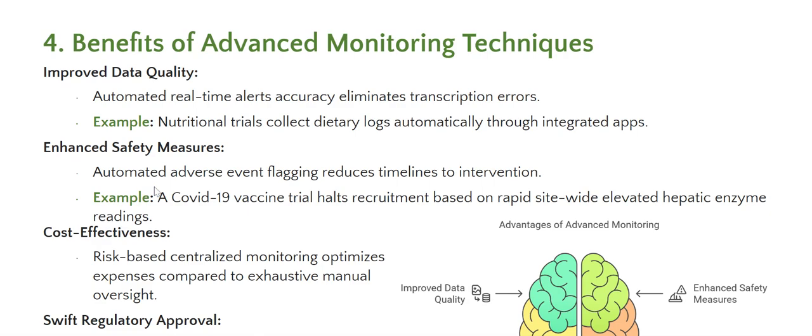Enhanced safety measures: automated adverse event flagging reduces timelines to intervention. Example, a COVID-19 vaccine trial halts recruitment based on rapid site-wide elevated hepatic enzyme readings. Cost effectiveness: risk-based centralized monitoring optimizes expenses compared to exhaustive manual oversight. Swift regulatory approval: harmonized input streamlines regulatory submission, congruence globally.